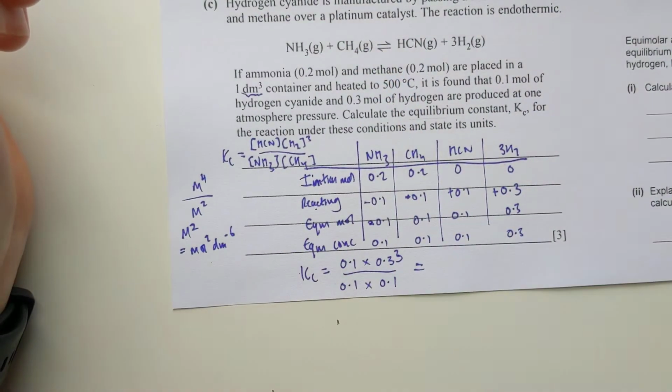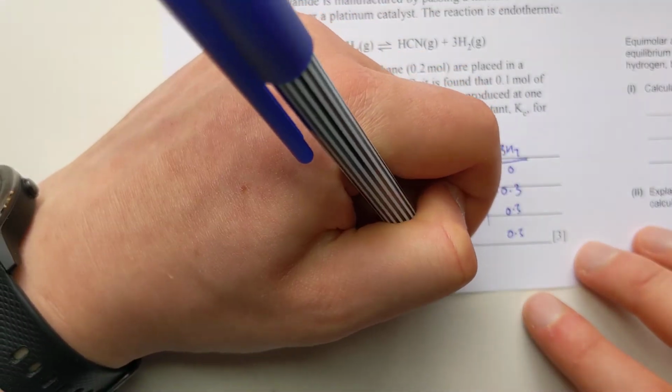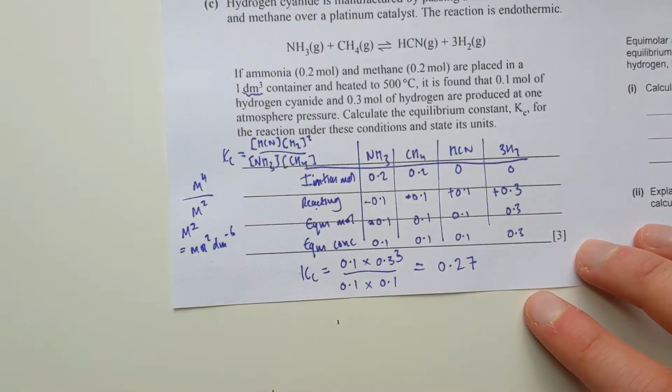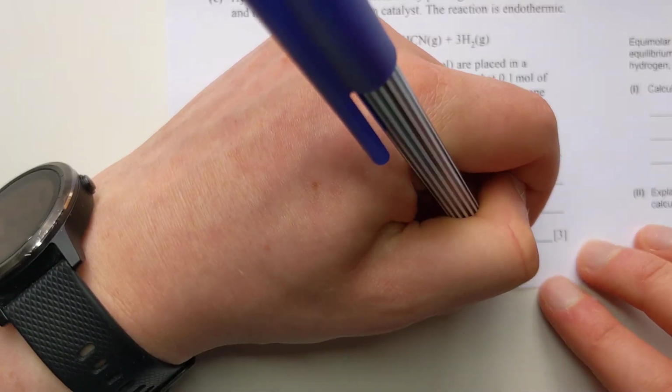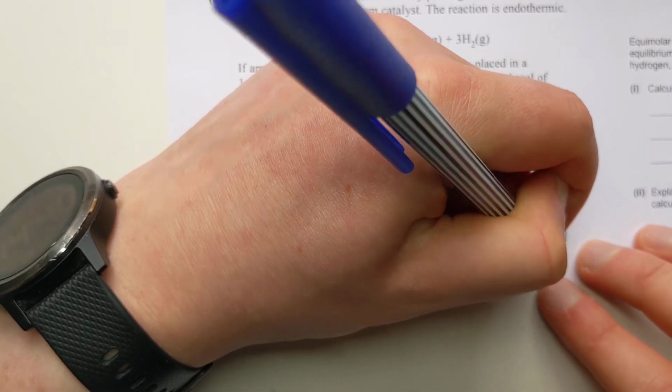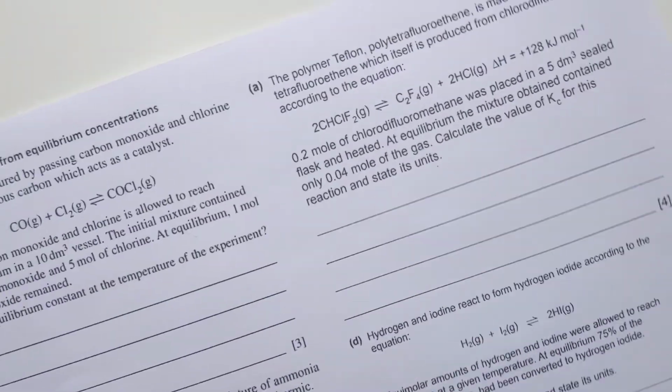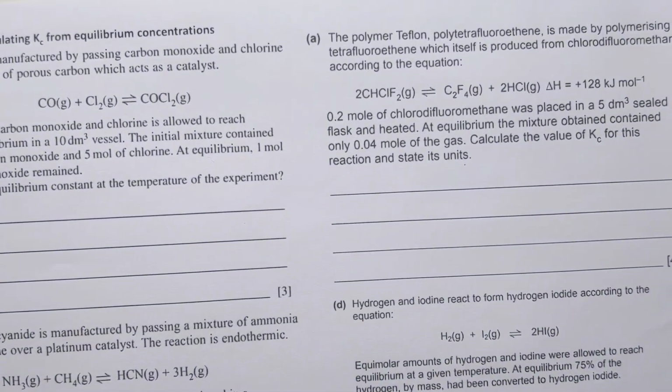It should be 0.3 cubed. Give me a final answer of 0.27, going back to the units I worked out at the start, moles squared decimeters to the minus 6. On the top right hand side, we got an equilibrium for making Teflon.